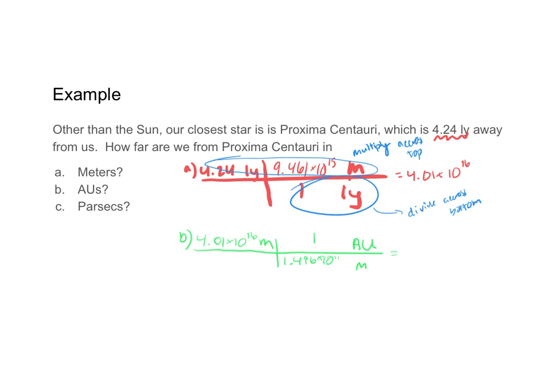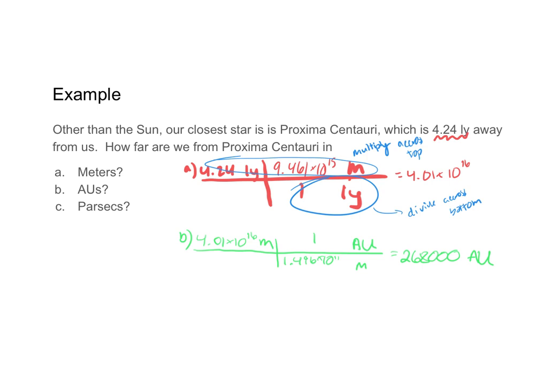So I'm going to again multiply across the top, divide across the bottom, and what I will get is 4.01 E16 times 1 divided by 1.496 E11, and I get that my distance is 268,000 AU. So that's my answer to B.